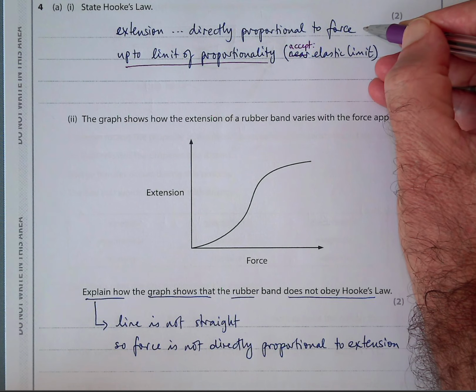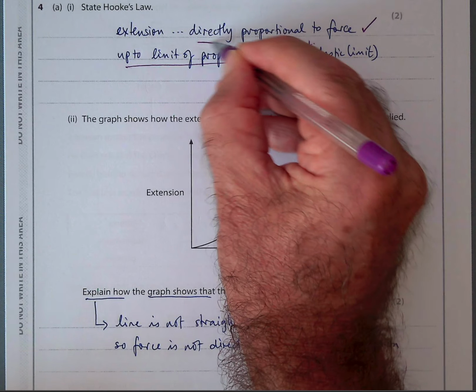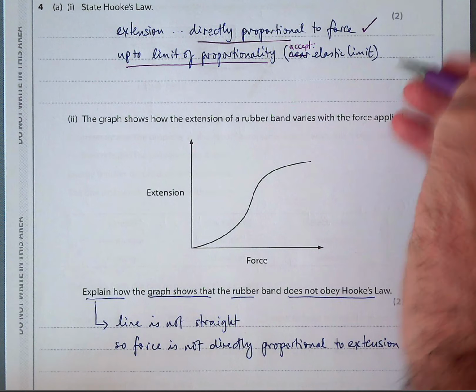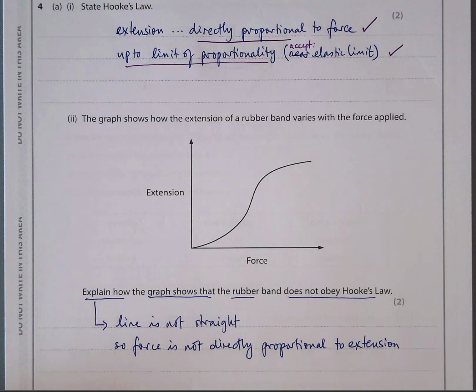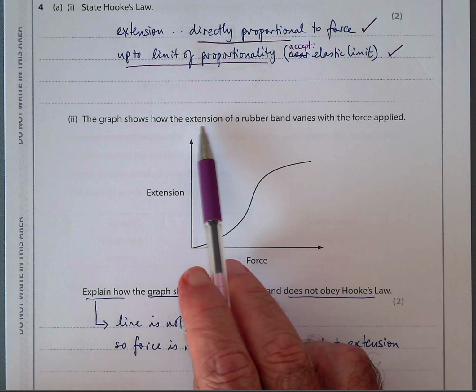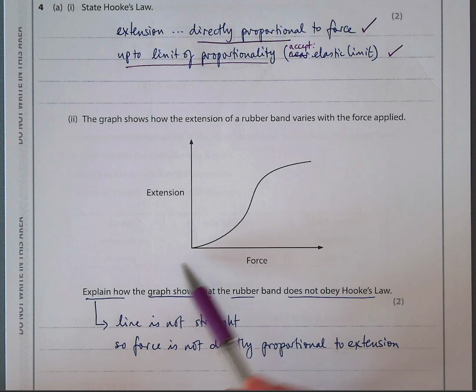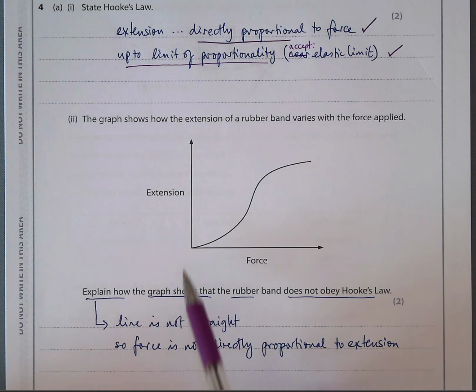So you get 1 mark for saying that the force and the extension are directly proportional up to the limit of proportionality or the elastic limit. For the second one, the graph then shows how the extension of a rubber band varies with force. Now you can see this, the rubber band, which you should have in your notes if you've got a complete set of notes from this topic, this one, forces, is not a linear relationship.